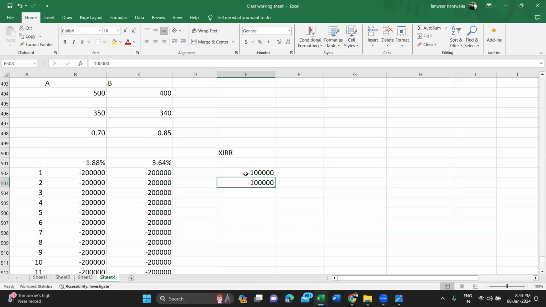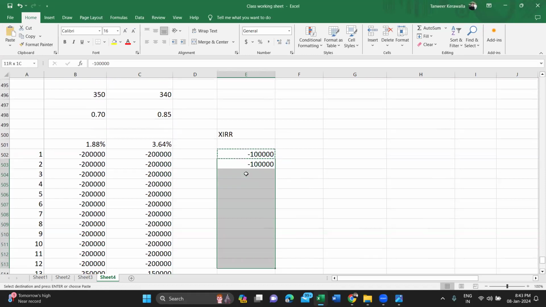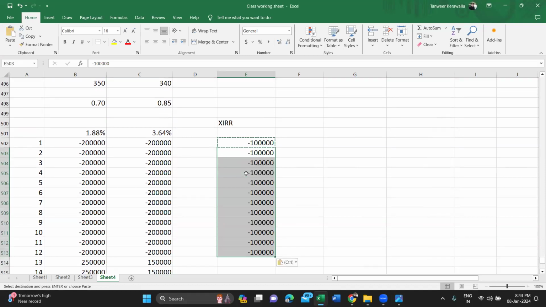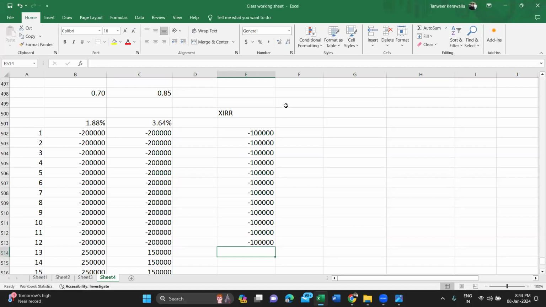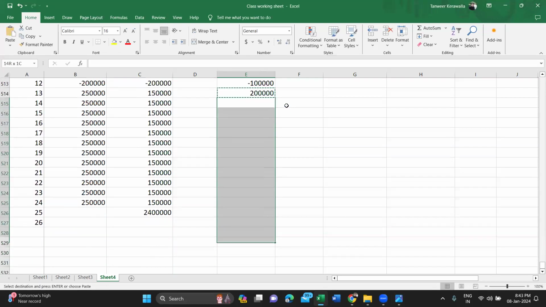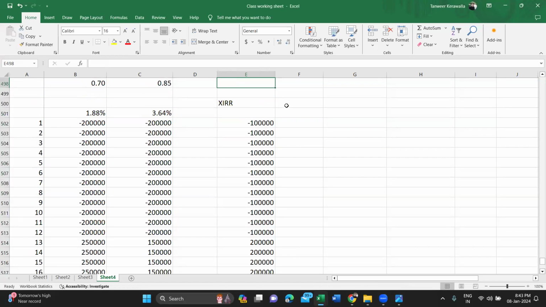So minus 1 lakh for 12 years. I'm taking a simple figure of 1 lakh, so it's easy for us to analyze afterwards. Then every year you are getting, let's say, 2 lakhs back, double the amount, for rents. So first you compute IRR for this. It comes to around 5.95%.